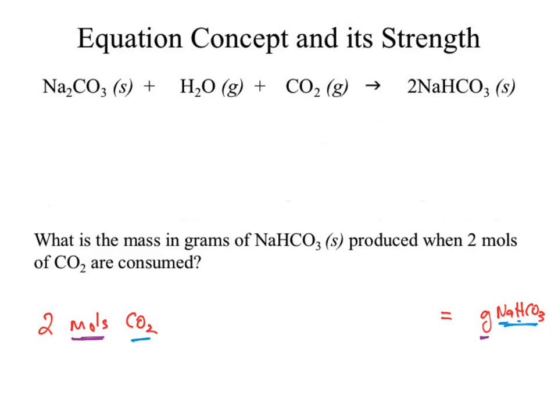Moles to grams. Where do I find a relationship between moles and grams? The periodic table, straight out of the periodic table. Great, it gets me grams and moles. Fantastic. For how many substances? One substance. If I say 12 grams of carbon, how many moles? 1 mole of carbon. That's what the periodic table tells me. It tells me for that single substance.